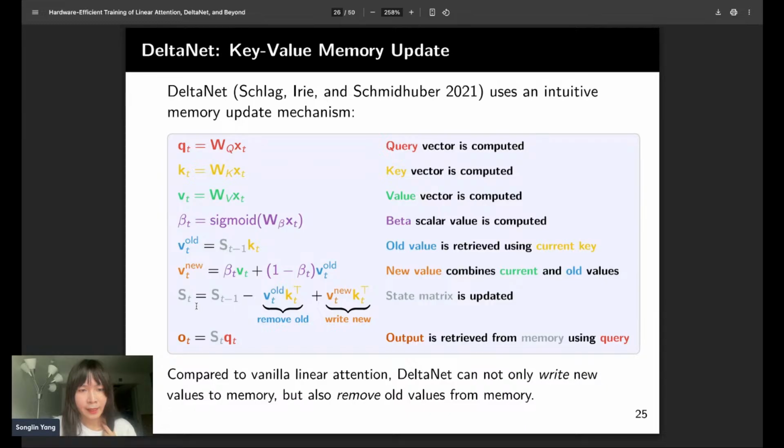And then in DeltaNet, it erases the old value from this recurrent memory, and then it writes the new key value association information into this recurrent memory. And this update mechanism is key to achieving very good associative recall performance. For the memory readout, it is the same as vanilla linear attention. We have a matrix vector multiplication to do so.